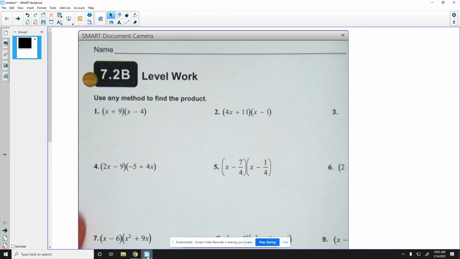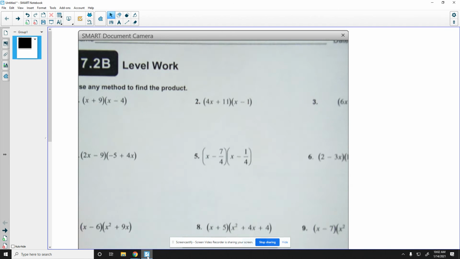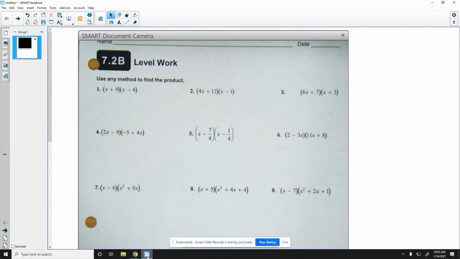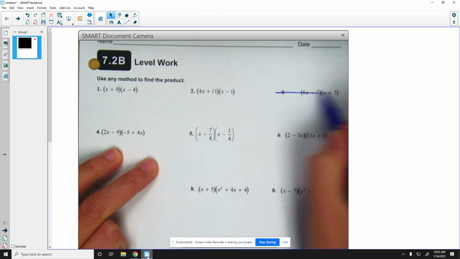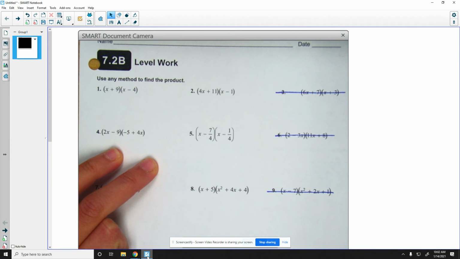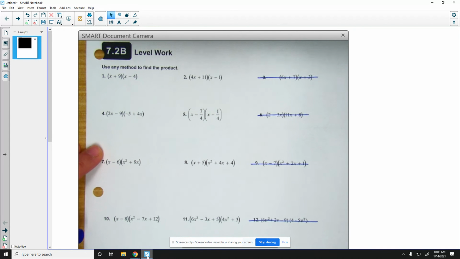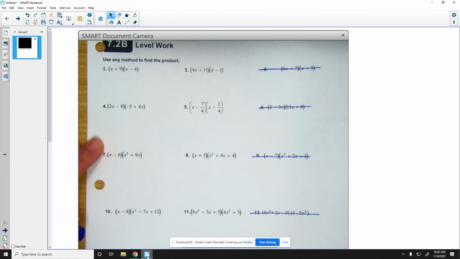I forgot how many questions you had. Wow. Okay. How about we cross out 3, 6, 9, 12? Okay. So go ahead and cross out 3, 6, 9, 12 on your level work. That's a lot of multiplying.